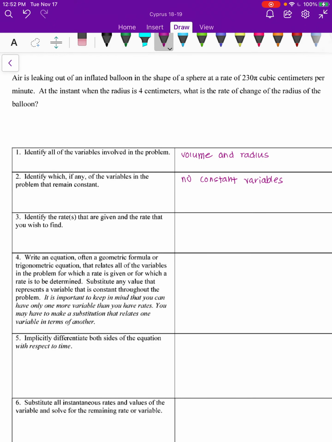Okay. Number 3, identify the rates that are given and the rate that you wish to find. So they tell us that the air is leaking out at a rate, that's a key word there, of 230 pi cubic centimeters per minute. That is one of my rates. What rate is it? Well, that's the rate that my volume is changing. So this is dV dt. Okay. Centimeters cubed per minute.